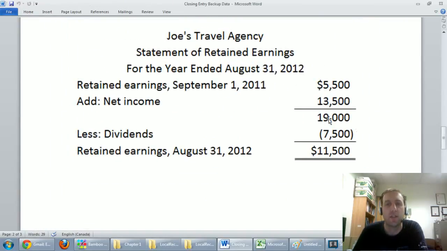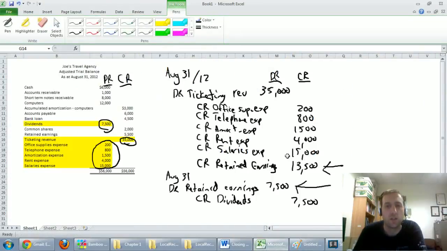On this statement of retained earnings, we say, well, here's what our retained earnings begins at. It goes up as a result of net income and down as a result of any dividends that might have happened. And if we had a net loss, it would go down as a result of the net loss, but we had net income here. So our retained earnings goes up by $13,500 because of the net income of the company. Well, what are we doing in this journal entry? We're making our retained earnings go up by $13,500 because of the revenues and expenses of the company.